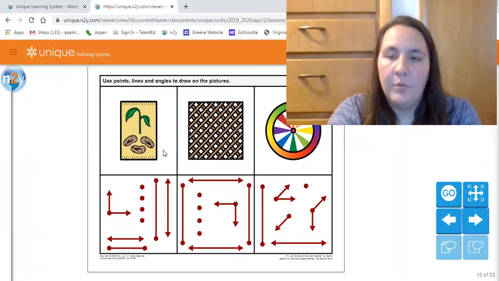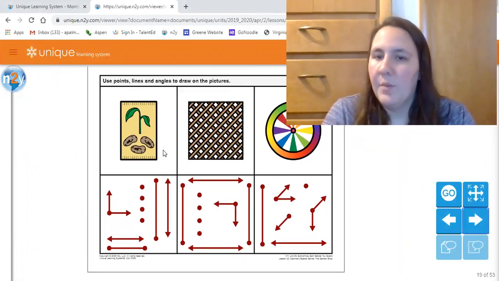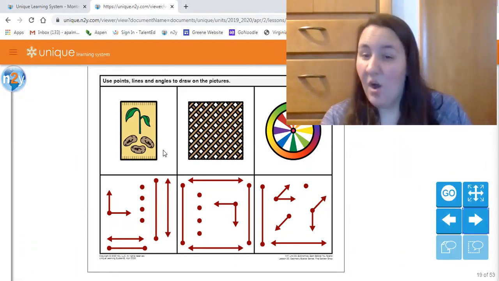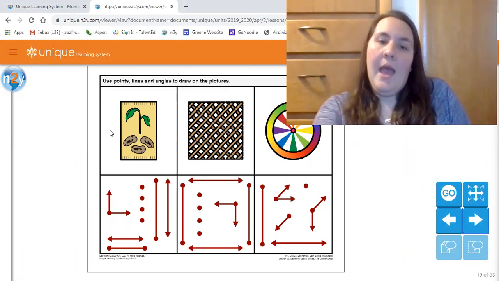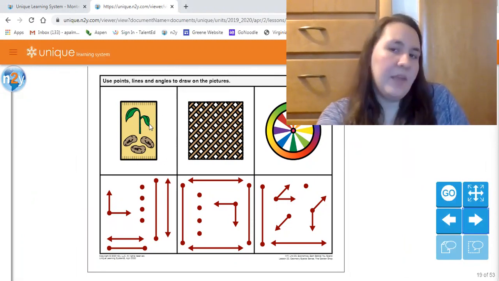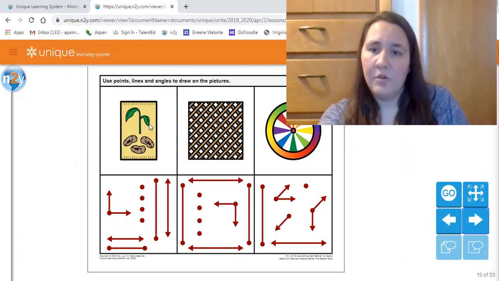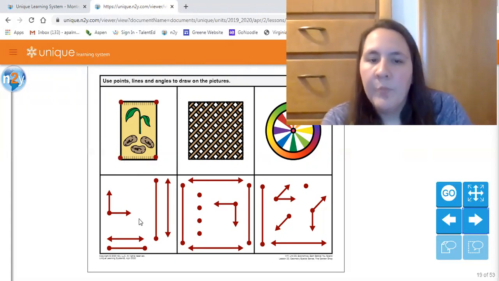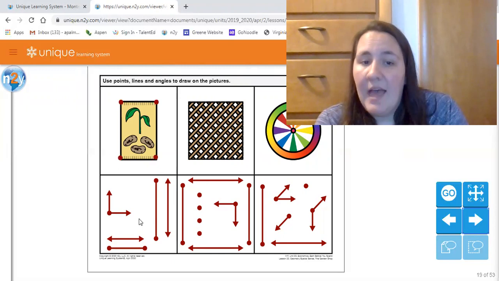The first thing I want to do is figure out how many points this has. Now remember, a point is the same thing as a dot, and that's where two lines come together, or a spot on a line. So if I were to look at this seed packet, where do you think a point would go? Can you touch it with your finger? Beautiful, yeah. So points go all the way around the edge. One at this corner, one at this corner, one at this corner, and one at this corner.